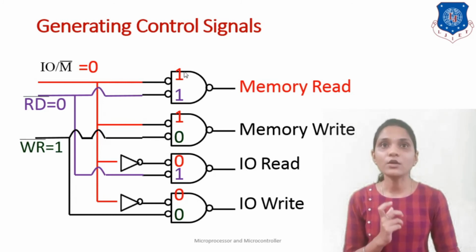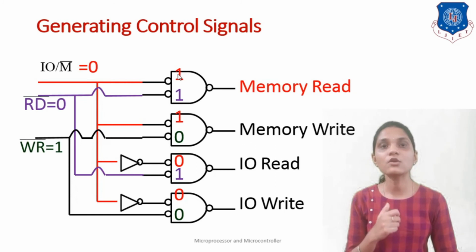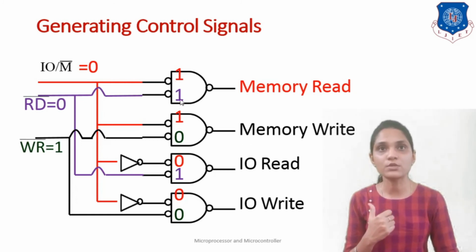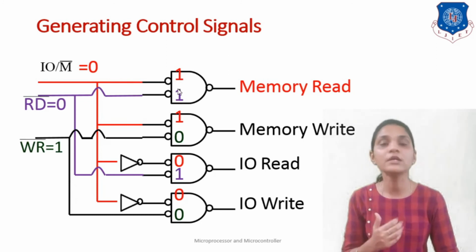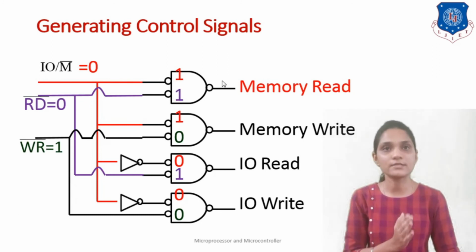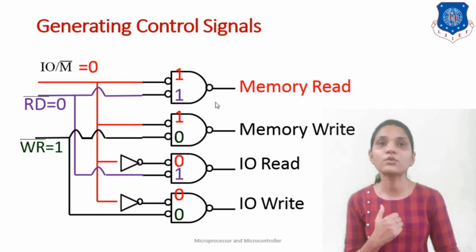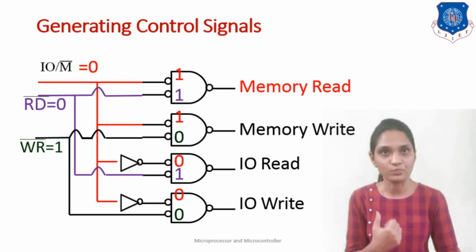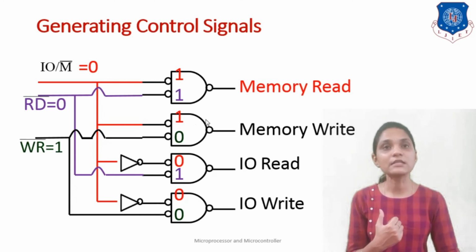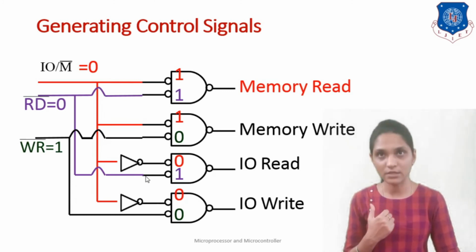So if we combine all of these, we will see that only this particular NAND gate gets both inputs as 1 1. And for a NAND gate, if both inputs are 1 1, then and only then you will get output 0. Otherwise your output will be 1. And our requirement is that we require output 0. So here we are generating the control signal for the memory read.